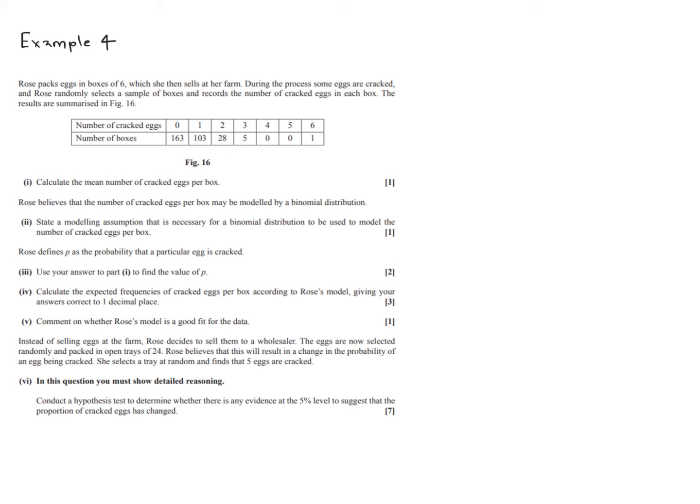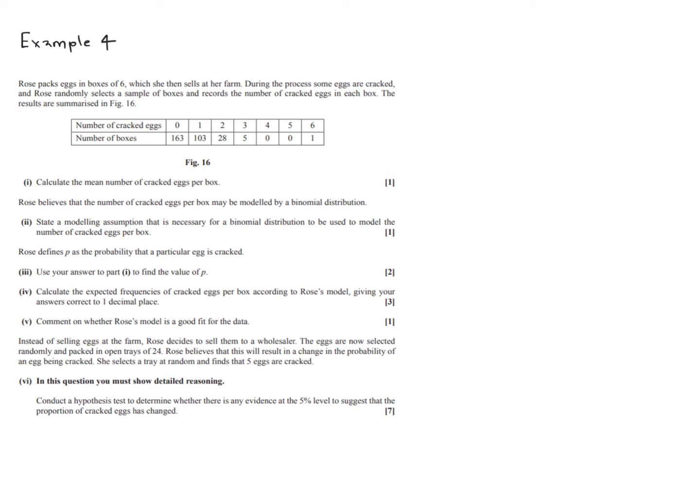So eggs are packed in boxes of 6, which are then sold. During the process, some eggs are cracked. A sample of boxes is selected at random, and the number of cracked eggs in each box is recorded. Of course there are 6 eggs in a box, so there could be anywhere between 0 and all 6 eggs that are cracked. So part 1, calculate the mean number of cracked eggs per box.